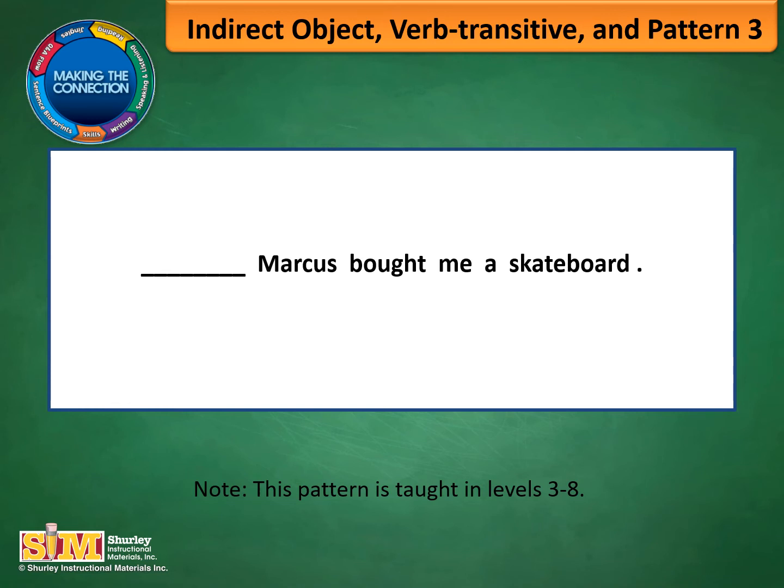Marcus bought me a skateboard. Who bought me a skateboard? Marcus. Subject, noun. What is being said about Marcus? Marcus bought. Verb. Marcus bought what? Skateboard. Verify the noun. Does skateboard mean the same thing as Marcus? No. Skateboard. Direct object. Bought. Verb transitive. Marcus bought skateboard for whom? Me. Indirect object. A. Article adjective.